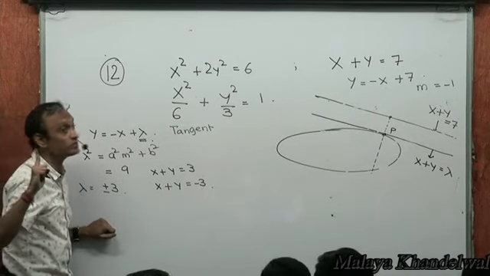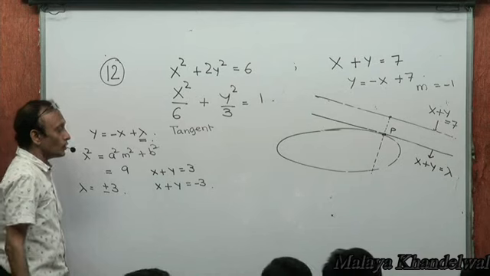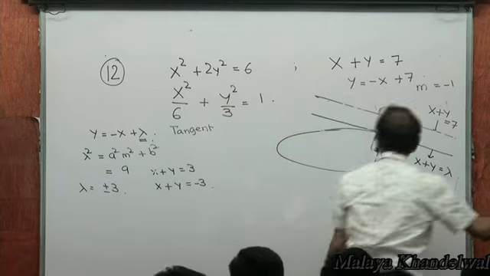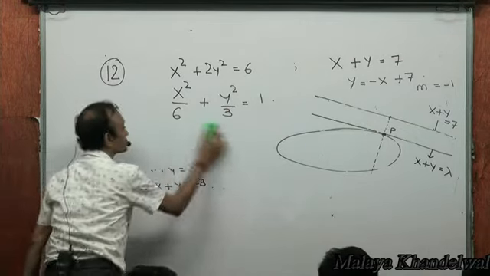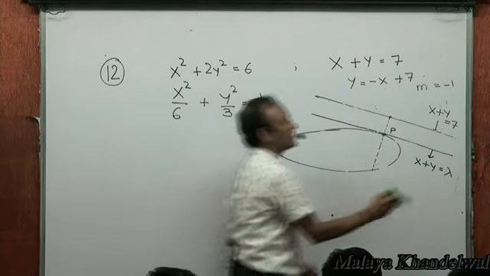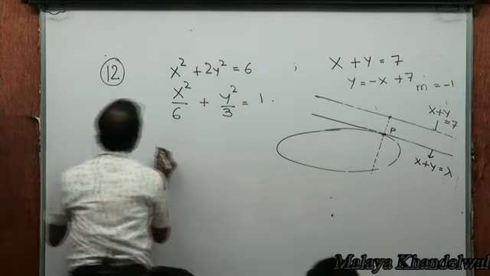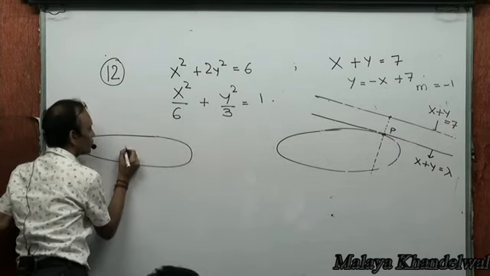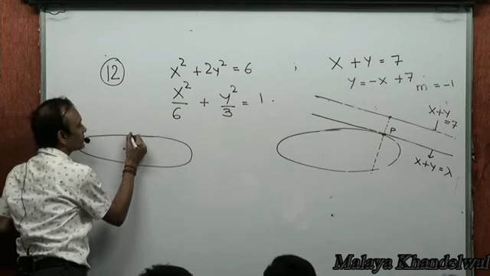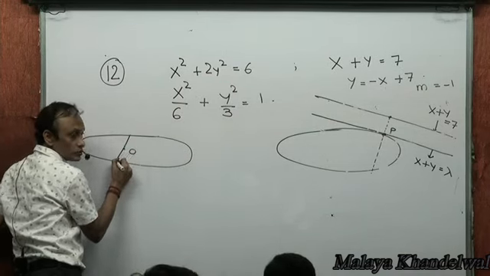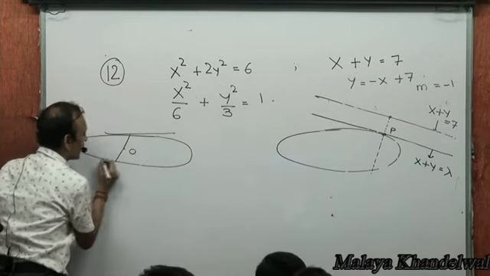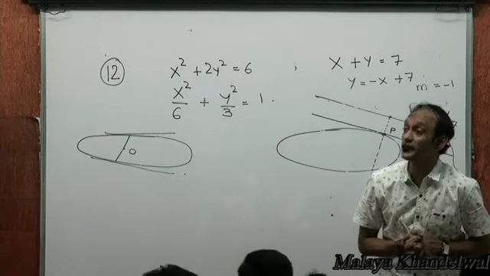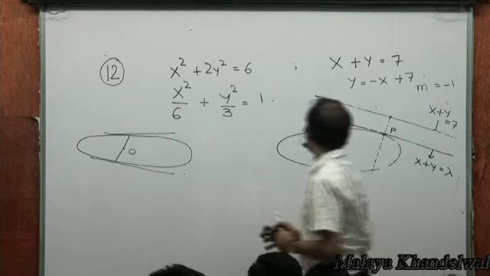Please listen to me carefully now. These are parallel tangents to the ellipse. How does one get parallel tangents? Let me make a mention. X plus y equal to plus 3 and x plus y equal to minus 3, both are tangents. If O is the center of the ellipse and if this is a diameter, then tangents drawn at the extremity of a diameter will be parallel. In an ellipse, the tangents drawn at the extremities of a diameter will be parallel.